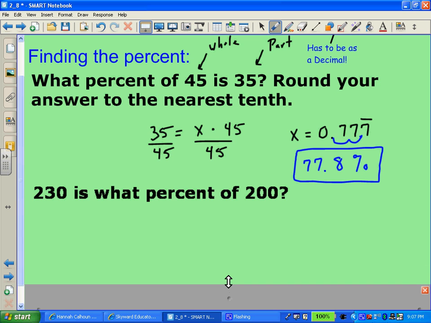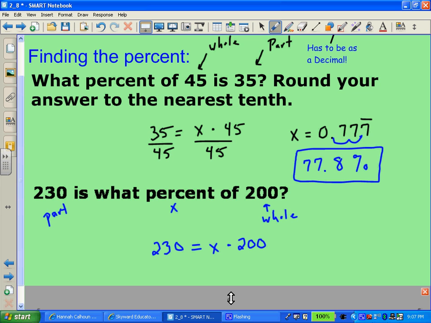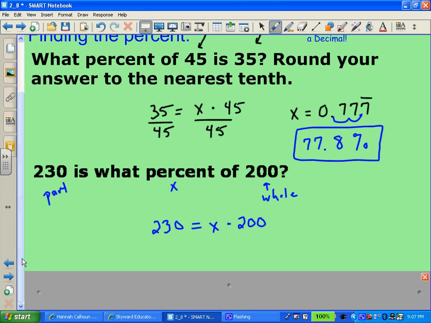Let's look at another one. 230 is what percent of 200? Now again, I'm looking for the percent, so that's going to be x. After of is 200, so that's going to be the whole. And then this must be the part. So I have 230 equals x times 200. Now once again, x is being multiplied by 200, so to undo that, I'm going to divide by 200.